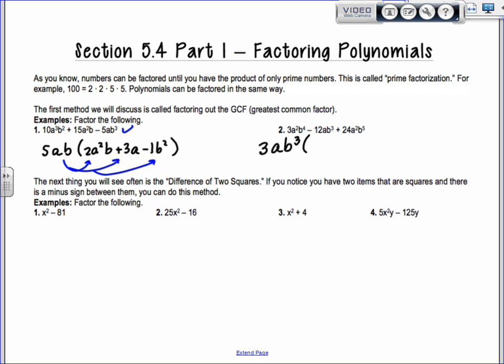You have 2a squared. How's that work? You got it? All right.